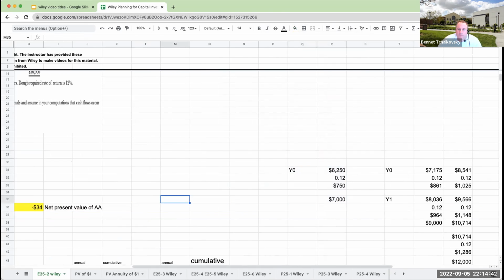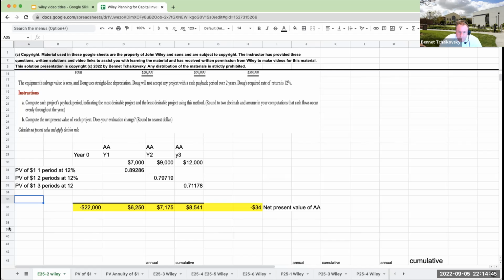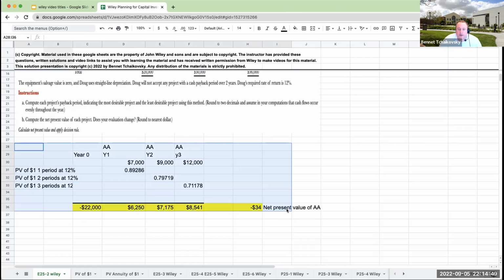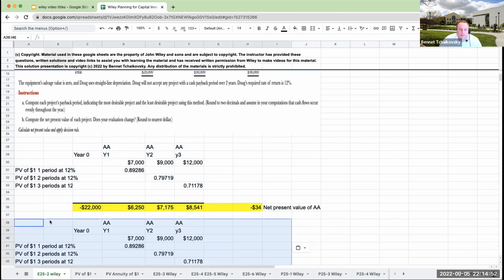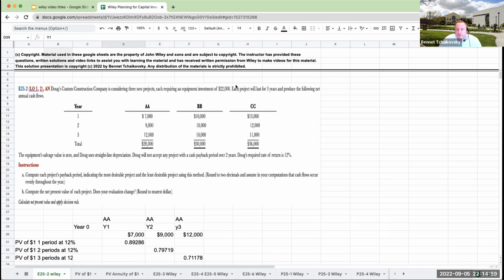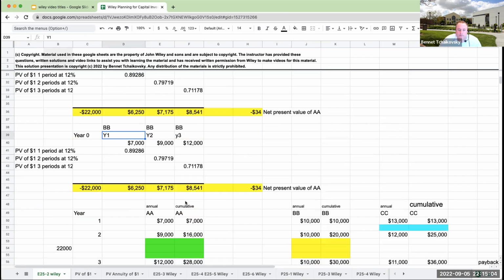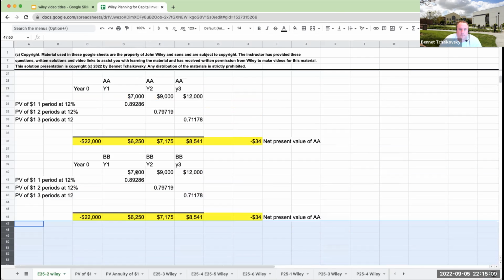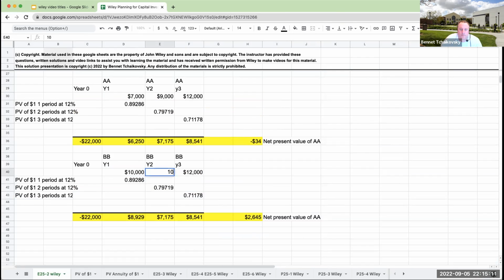Okay, now that we have this all set up, we can now go through over here and just do the same thing for project BB. So let's go ahead and take a look at project BB, and we'll just copy the same thing over here. And we'll just relabel this BB, BB, BB. And with project BB, we still have the same 22,000 going out, but this is all now 10,000 per year. Okay, so our net present value is 2018.